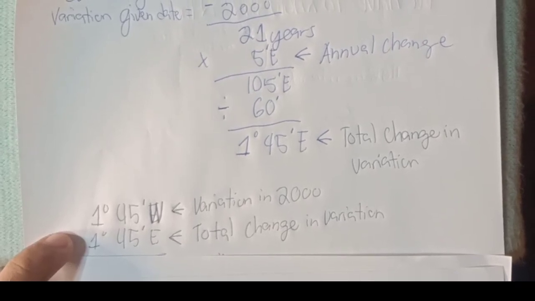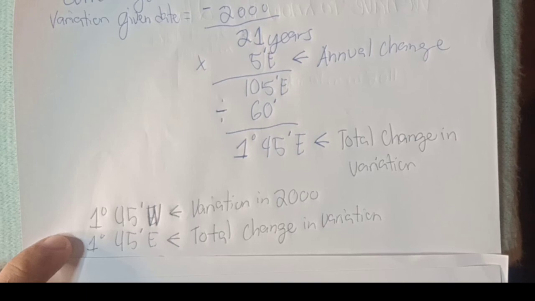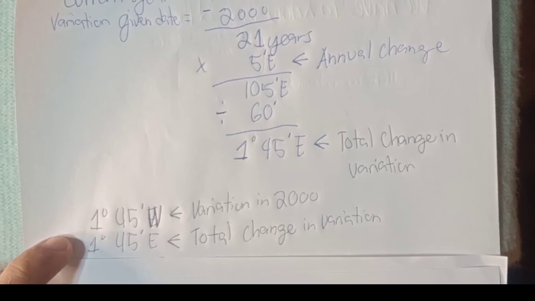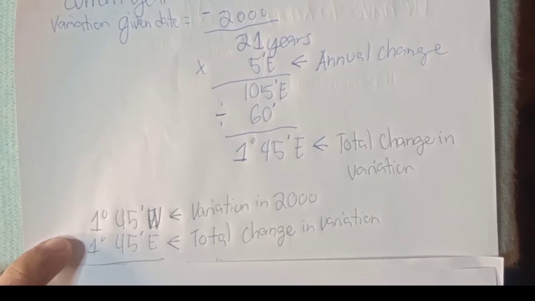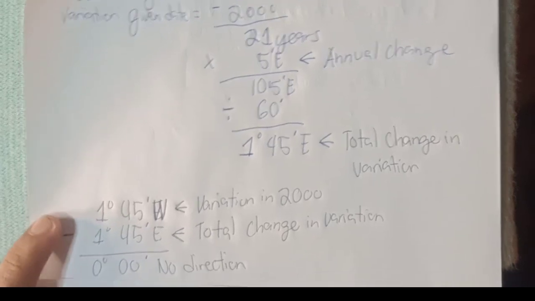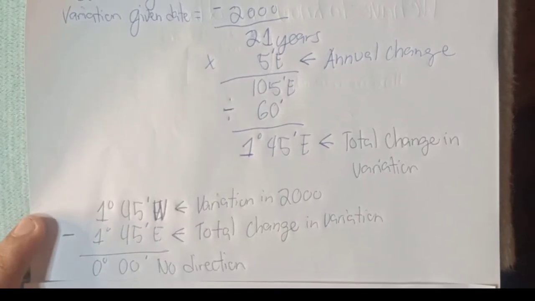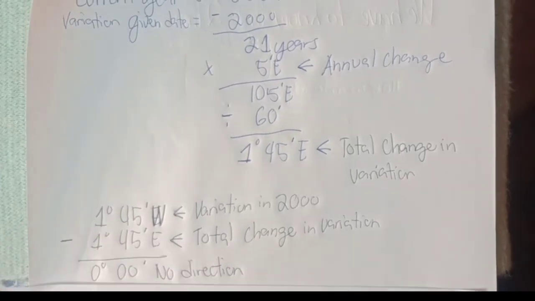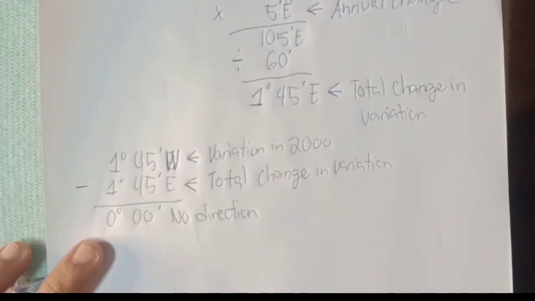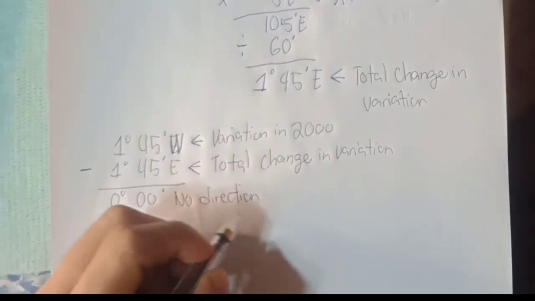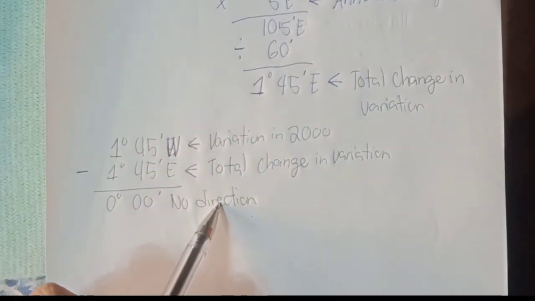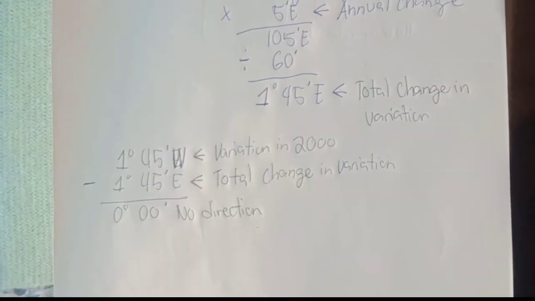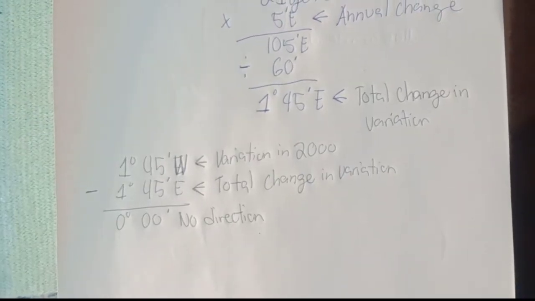They are the different sign, so we have to subtract it. So the answer is 0 degree 00 minute, period. There are no direction. This is the variation in 2021. I hope you understand how to calculate the magnetic variation.